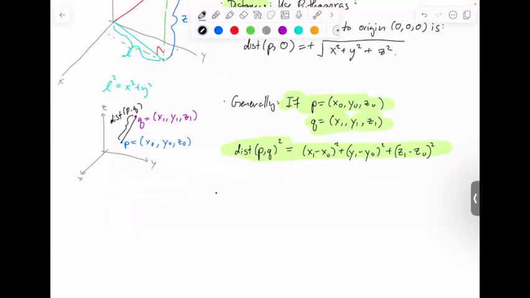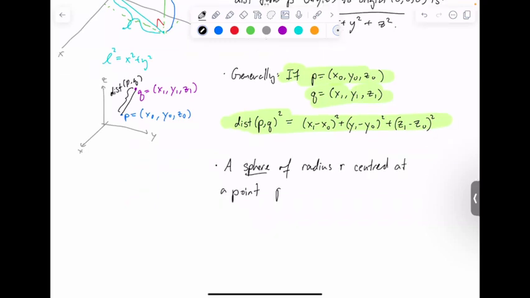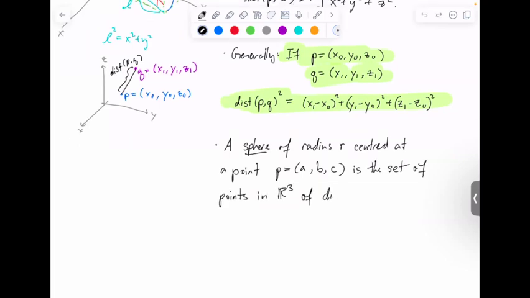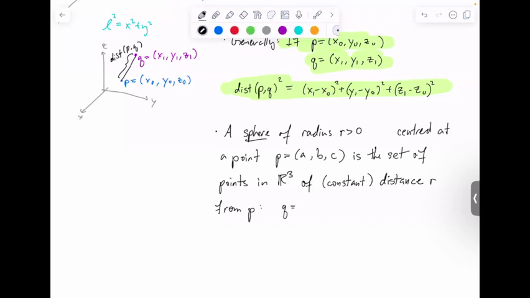So a sphere of radius r centered at a point P with coordinates, let's just call it (a, b, c) now, is the set of points in R3 of constant distance r from the center P. Let's make sure r is positive. So a point Q equal to (x, y, z) is part of the sphere if the distance from P to Q is equal to r.